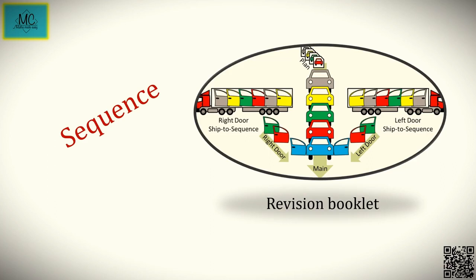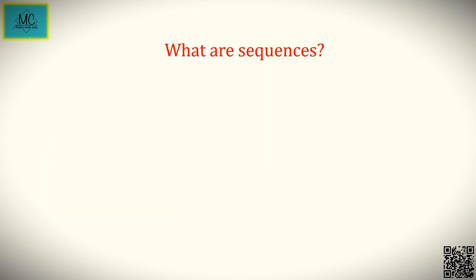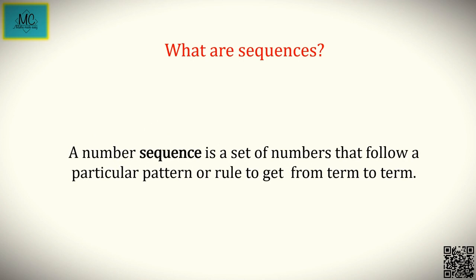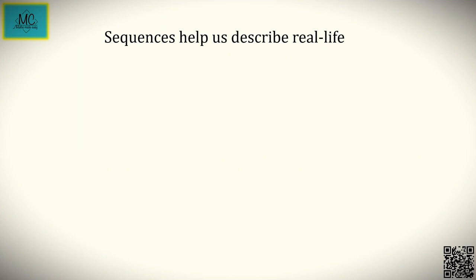So let's get started. First question: what is a sequence? A sequence is an order, usually a set of numbers. Each number in the sequence is called a term. So this will be a definition: a number sequence is a set of numbers that follows a particular pattern or rule to get from term to term. Okay? Now sequences usually help us to describe real life scenarios.